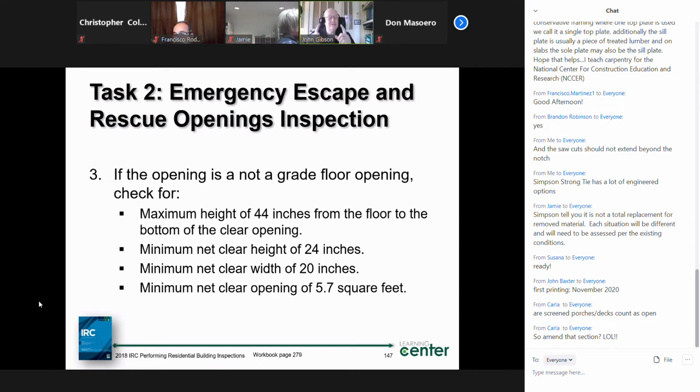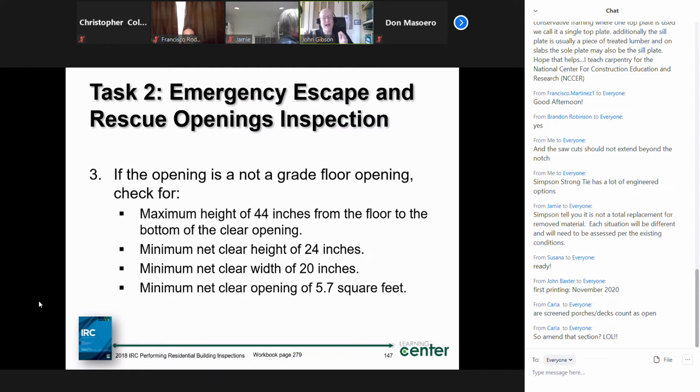It only needs 5 square feet of opening, of which we have to have at least 24 inches in terms of height and at least 20 inches in terms of width of the clear opening. And as we know, 20 by 24 doesn't give me 5 square feet, but those are my minimums. Now, if I'm not a grade floor, then it has to be 5.7 square feet.